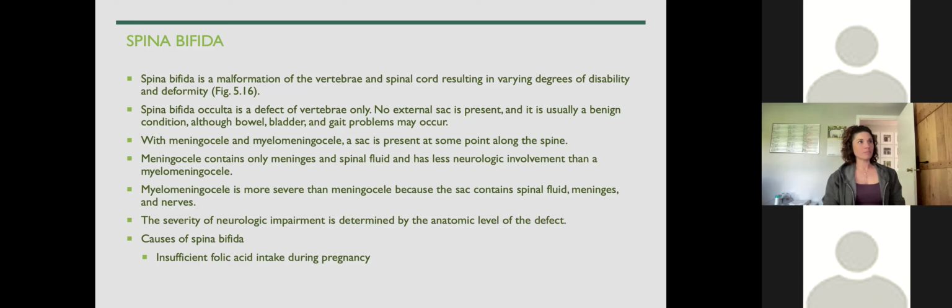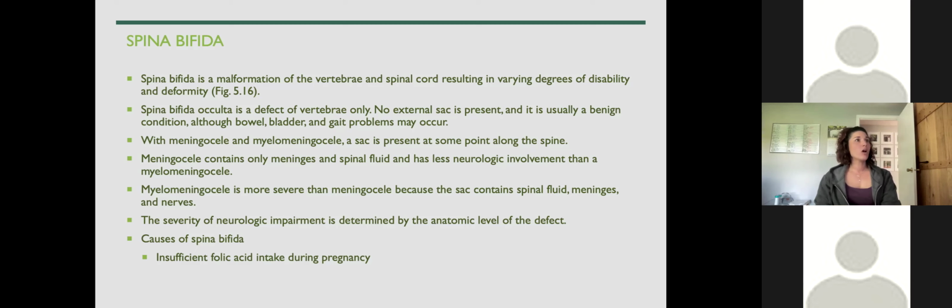So spina bifida is where we have a malformation of the vertebrae and spinal cord. So typically what happens is, the most obvious is when you have a sac outside at the very tailbone of the patient, and you can see where the spinal cord kind of protrudes into this sac here. And we do have different varying types of spina bifida, but the level of injury will depend on the amount of disability associated with it.